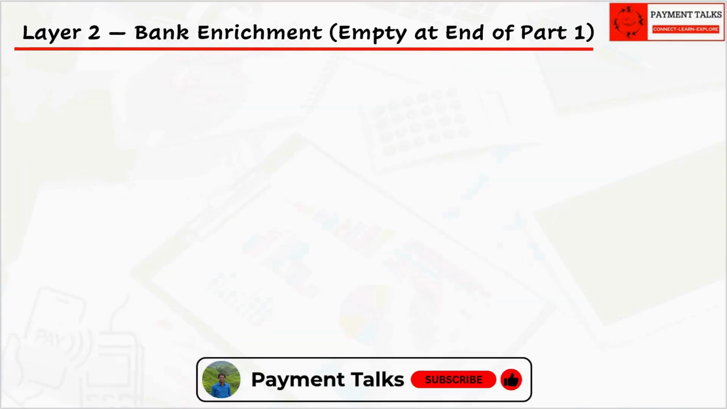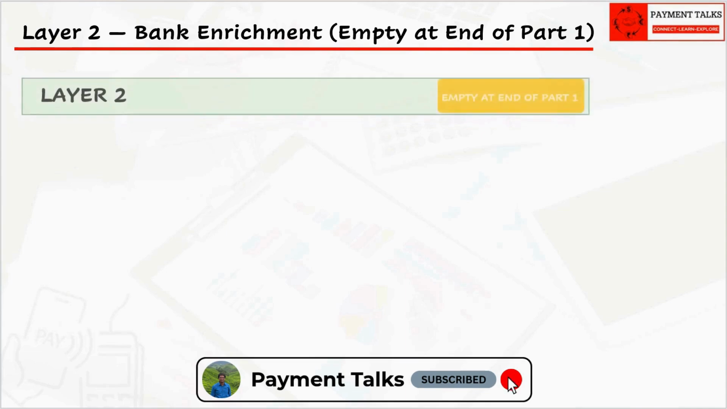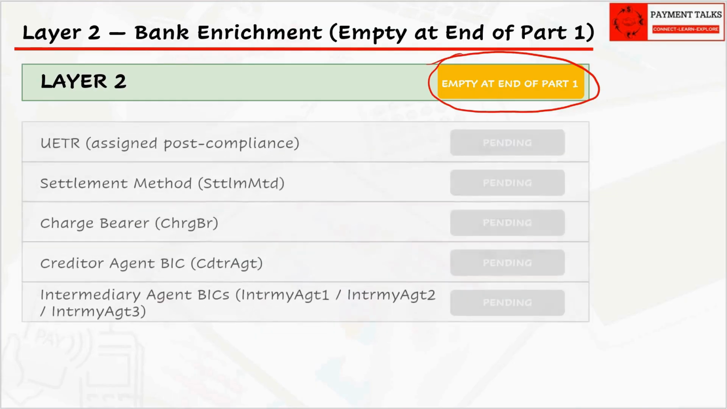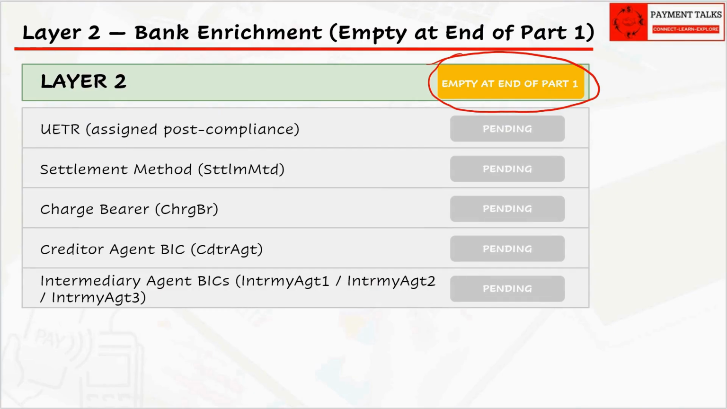Layer 2 is where the bank puts its work. But here is a critical point for part 1. At the end of part 1, layer 2 is entirely empty. Every field you see on screen right now is pending. UETR will be assigned in part 2 after compliance clearance. Settlement method will be determined by the routing engine in part 2. Charge bearer will be determined after scheme rules are applied.